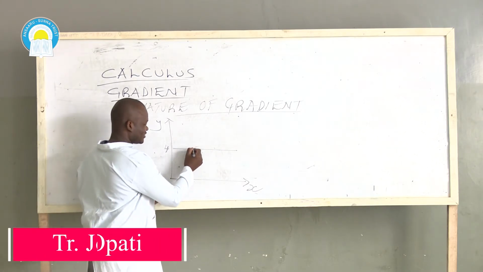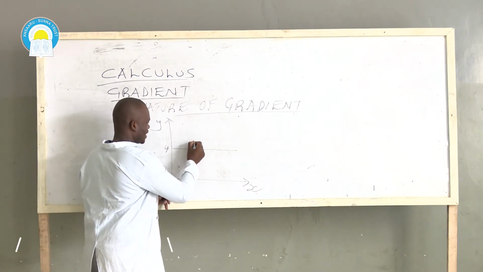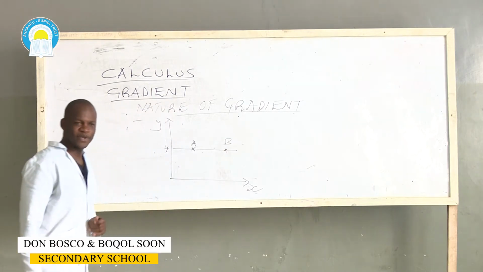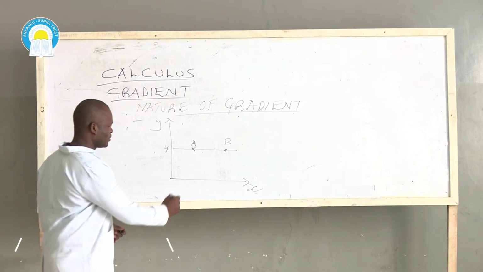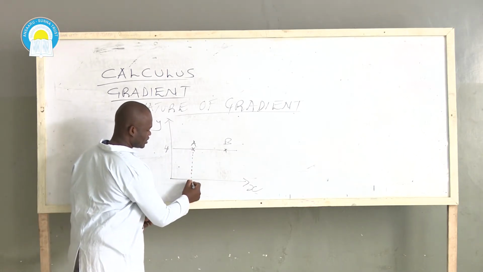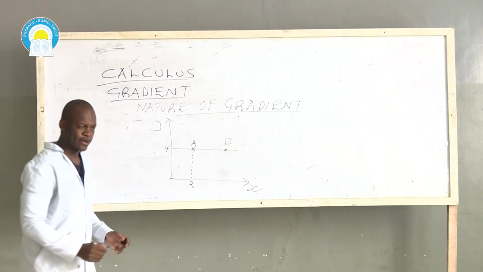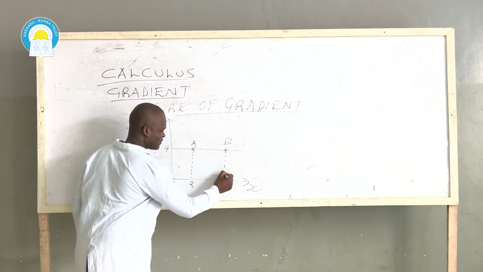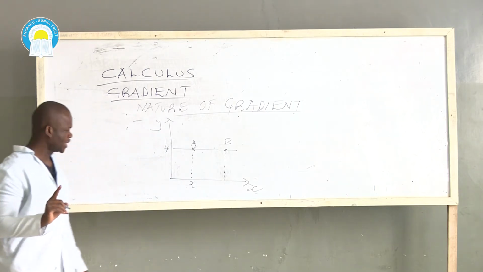I'm going to choose some 2 points. Label one as A, label one as B. Now, in terms of point A, if I assign it an x value of 2, the x value of point B should be something greater than 2.